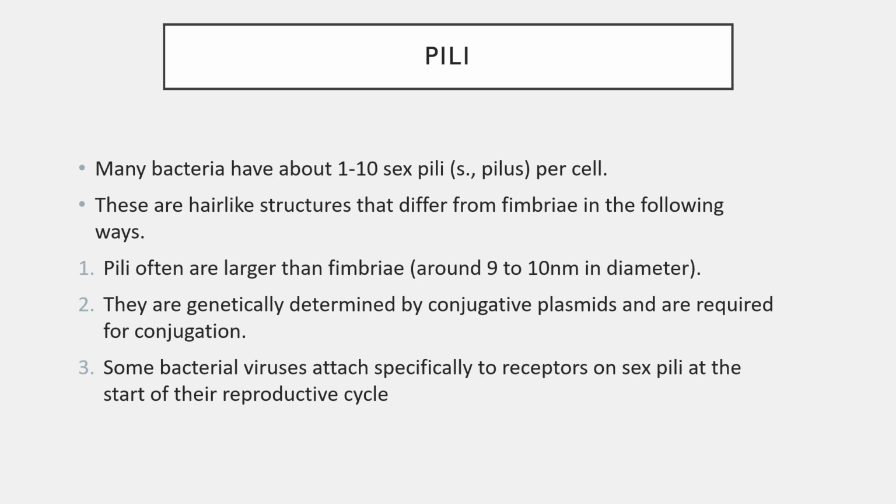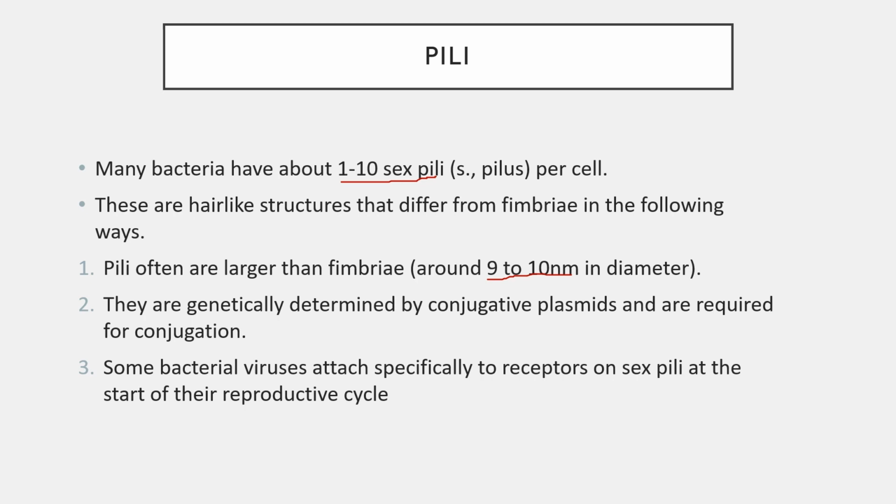Then pili, they are lesser in number as we have talked before. The sex pili are approximately 1 to 10 sex pili present per bacterial cell. Their singular is pilus, and the plural is pili. There are also hair-like structures that are quite different from fimbriae in the following ways. Pili are often larger as they are 9 to 10 nanometer in diameter, as we have talked about the fimbriae, which is 3 to 10 nanometer in diameter. So pili are often larger than fimbriae.